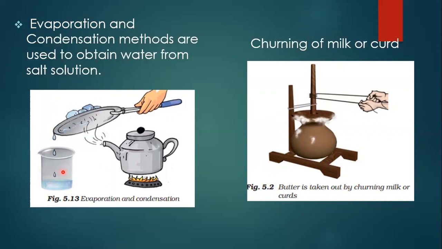So these are the various methods given in your textbook for the separation of substances from the mixture. And along with that, in the beginning of the lesson, a figure is given which shows churning of milk or curd to get butter. And this is the arrangement that is used to separate butter from the milk or the curd. It shows the churning of milk or the curd to obtain butter.